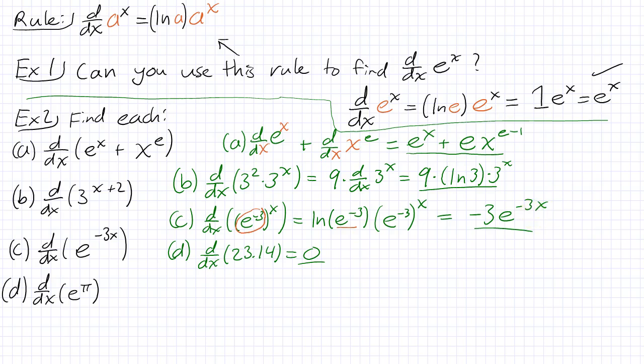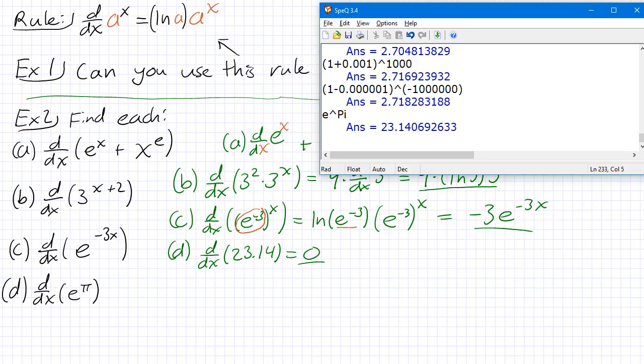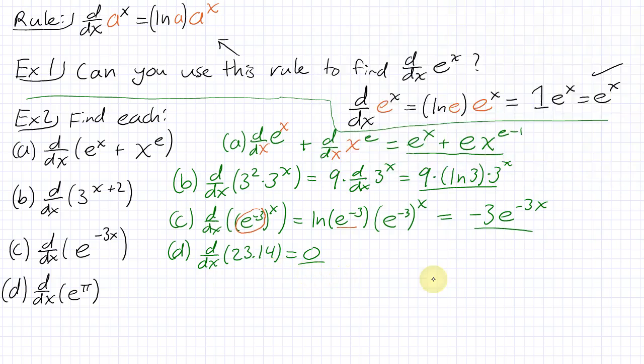And with d, the trick is that e and pi are both constants. E is a little bit less than 3, pi is a little bit more than 3. If you do e to the power pi, it's about 23, and the derivative of that constant is just 0, because the derivative of any constant is 0. So that's the trick there.